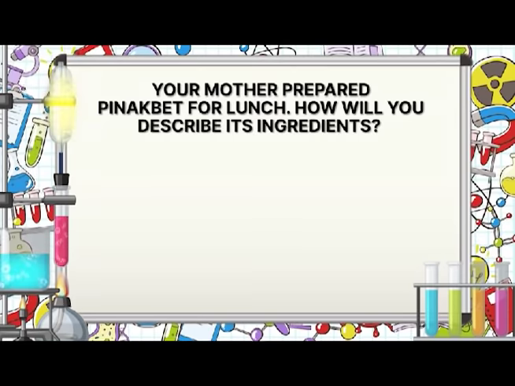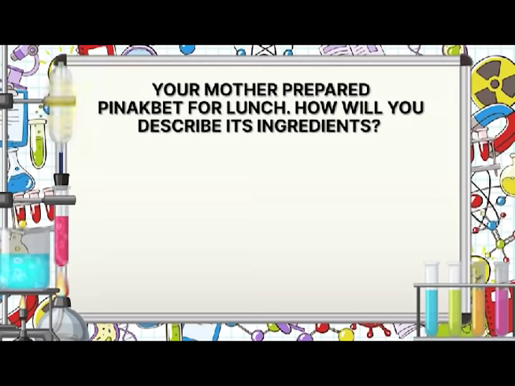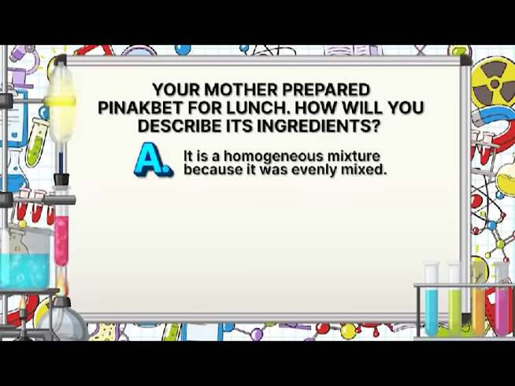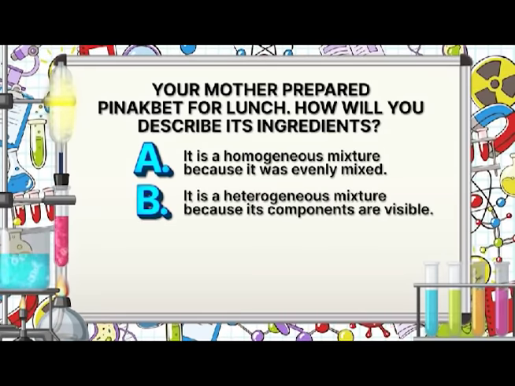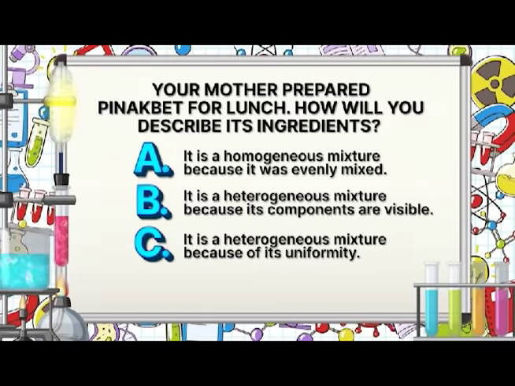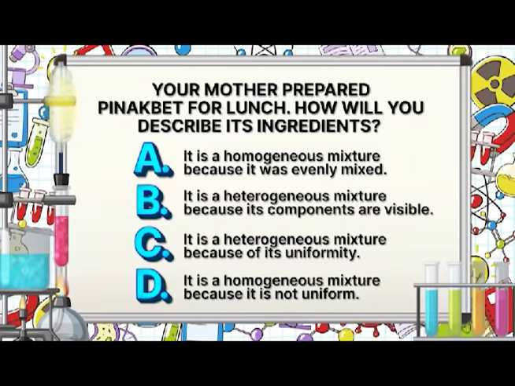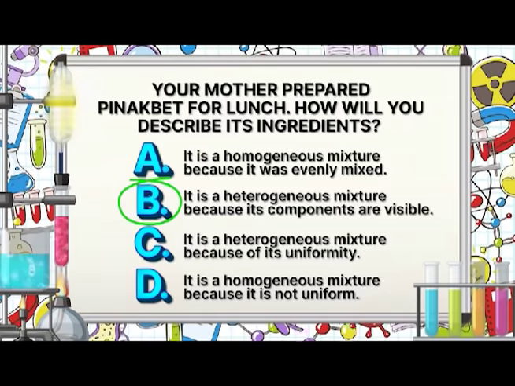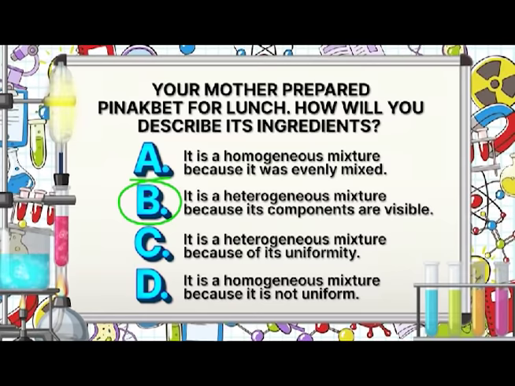Number 2. Your mother prepared pinakbet for lunch. How will you describe its ingredients? A. It is a homogeneous mixture because it was evenly mixed. B. It is a heterogeneous mixture because its components are visible. C. It is a heterogeneous mixture because of its uniformity. Or D. It is a homogeneous mixture because it is not uniform. The correct answer is B. It is a heterogeneous mixture because its components are visible.